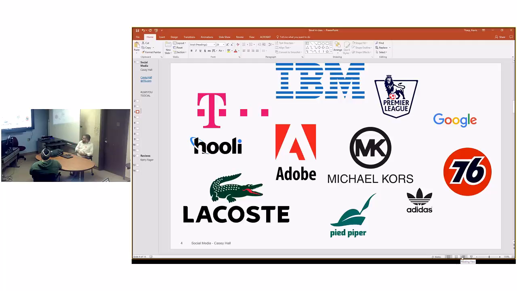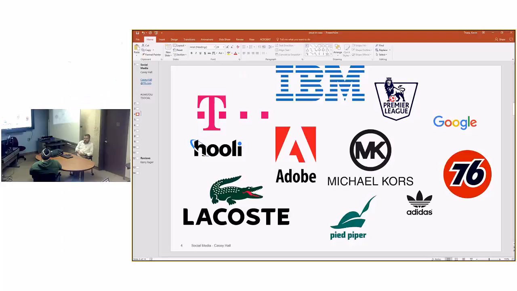Another quick question. Anybody notice anything odd about a couple of those brands up there? Hooli and Pied Piper are fictional brands. Just gotta put them up there for fun. All right, go ahead.